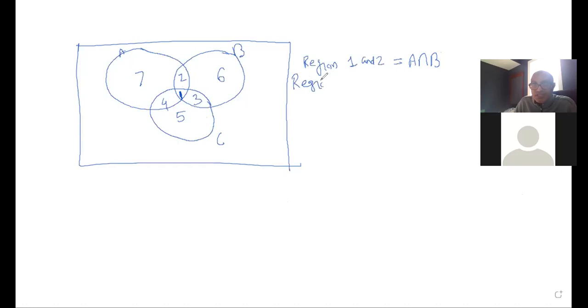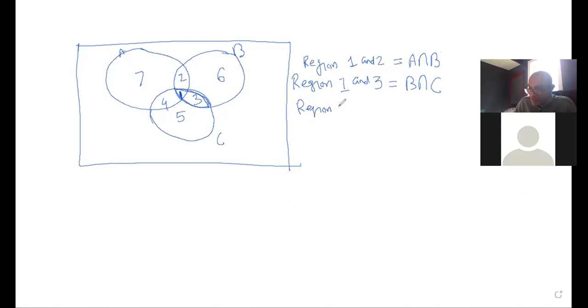Then let me give you another region. Suppose region 1 and 3. What can you say about this? Region 1 and 3 means this region. This corresponds to C, this corresponds to B, the common portion of B and C. So I would say B intersection C. Agree? Yes. Okay.